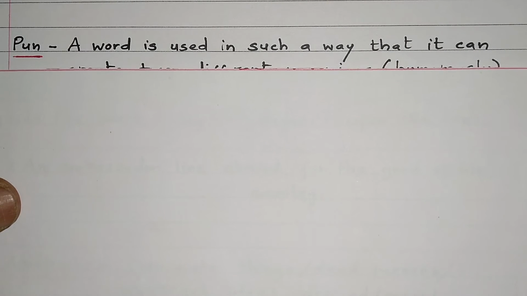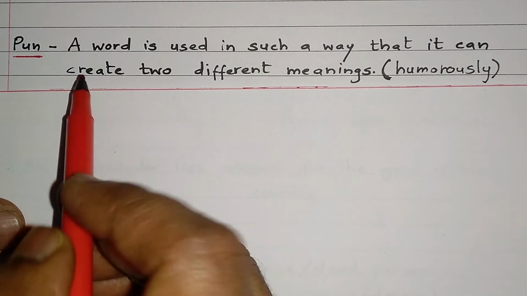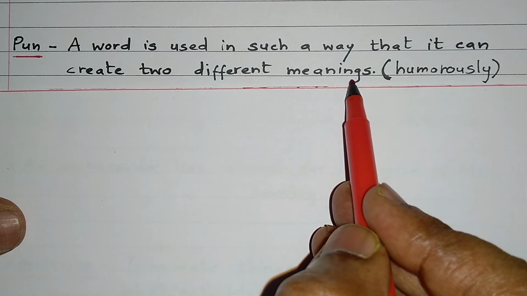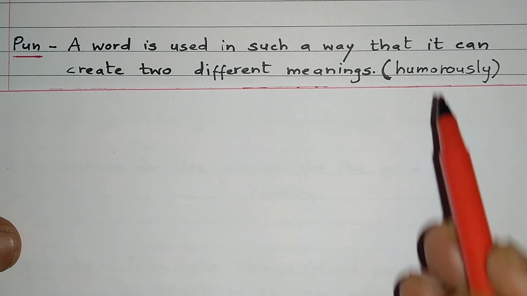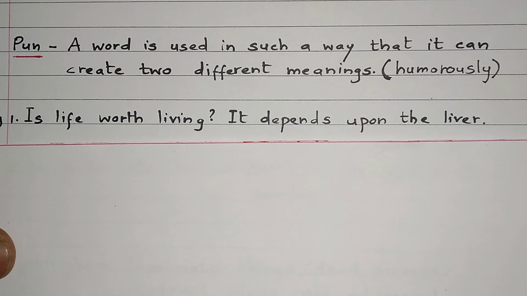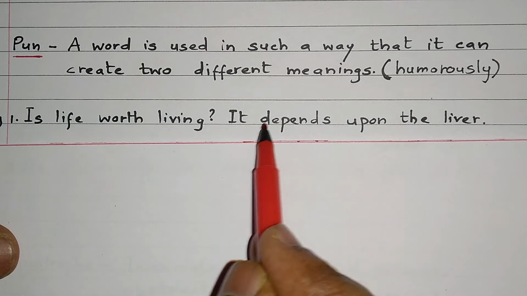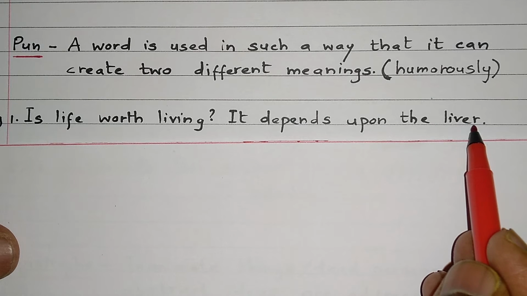Next figure of speech, pun. A word is used in such a way that it can create two different meanings humorously. Friends, look at this example. Is life worth living? It depends upon the liver.